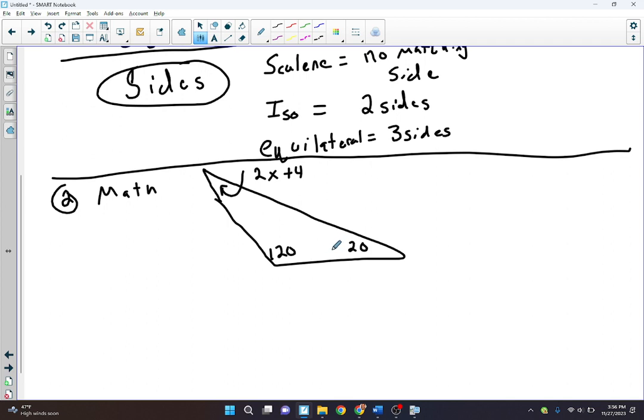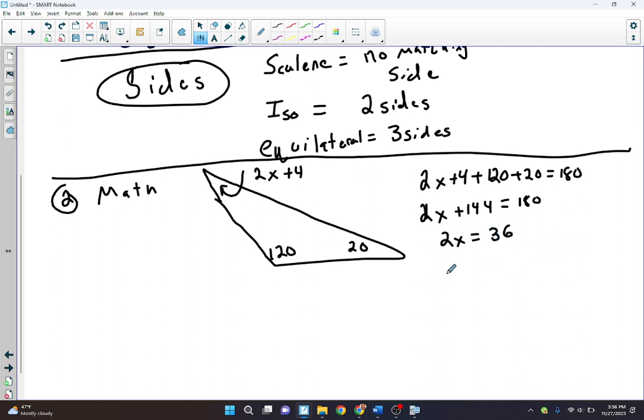We can already tell what the angles are. It's going to equal 180, and we could tell it's an obtuse triangle already. So 2x plus 4 plus 120 plus 20 equals 180. Good. 2x plus 4 plus 120 plus 20, that's 144. So then it'd be 2x plus 144 equals 180. 2x equals 36, so 18.